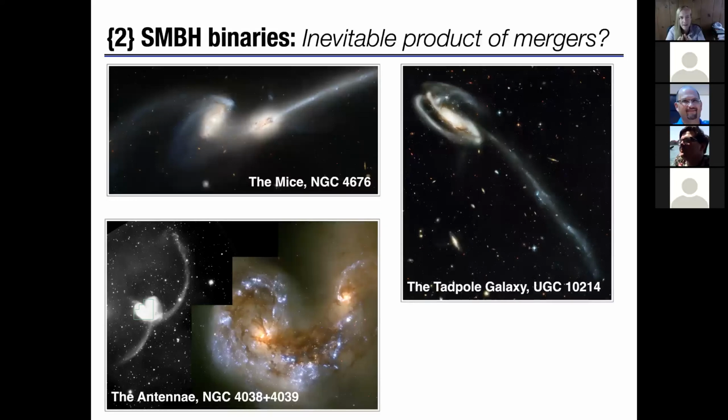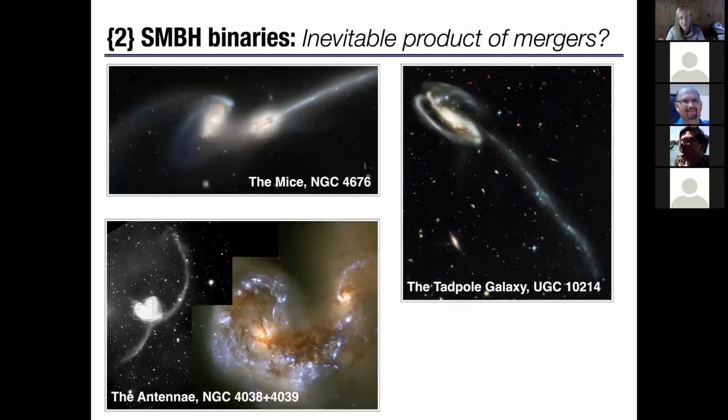But it seems then really an inevitable outcome of this kind of picture where you have galaxies that undergo many mergers over their lifetime, and they all host supermassive black holes, that supermassive black hole binaries should be the inevitable outcome of this picture. But they've been observationally very elusive. And we're very motivated to find them for a number of reasons.